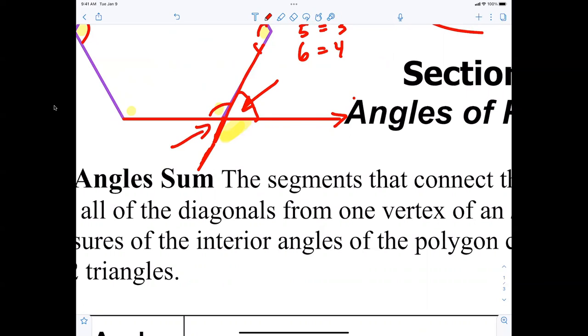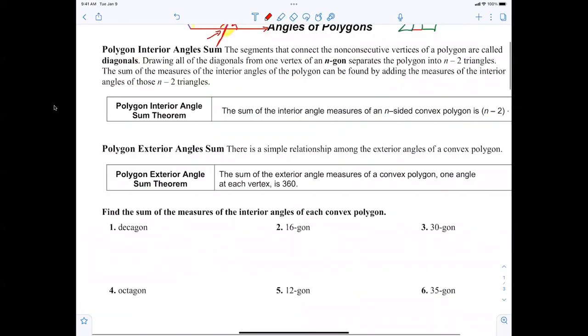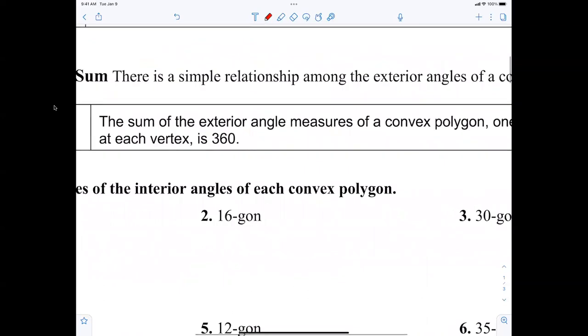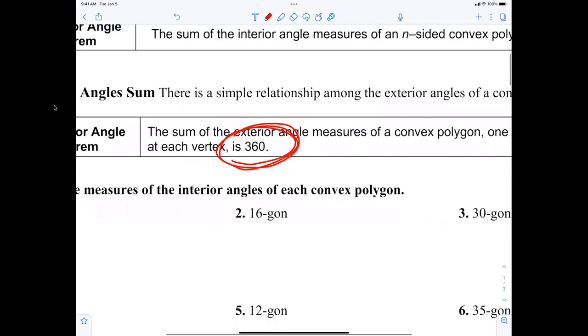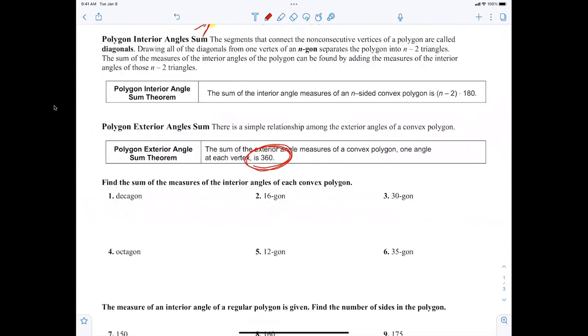I want to make sure everybody's hearing me. The exterior angles are the same number as the interior angles. Now, believe it or not, regardless of how many angles there are in the polygon, the sum of the exterior angles is always 360. That's not really that hard to prove either, but that's what I need for you to know. Anybody have any questions?